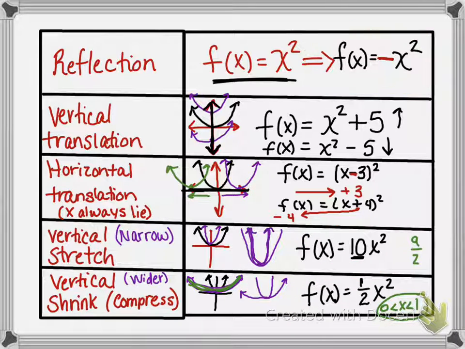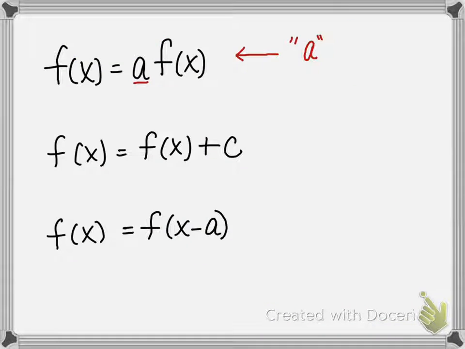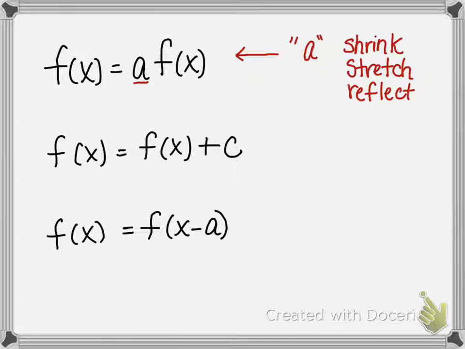Okay, so let me undo those. Let's go back over. So this a is going to shrink our graph. It's going to stretch our graph. And it had one more thing. If it's negative, it's going to reflect our graph. Shrink, stretch, and reflect. That's what a is going to do.